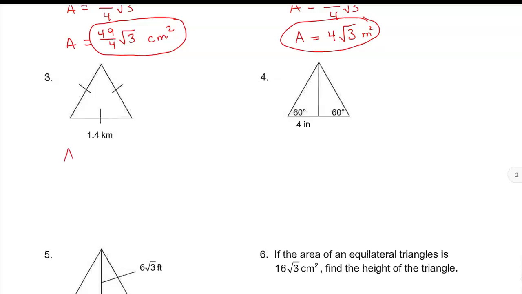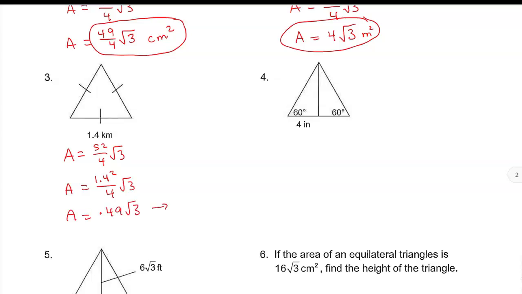Okay, we're going to check our answers. I hope that you wrote the formula for each problem. So S squared over 4 root 3. Remember, we're trying to memorize that formula. Put 1.4 in place of S, and that turns out to be 0.49 root 3.